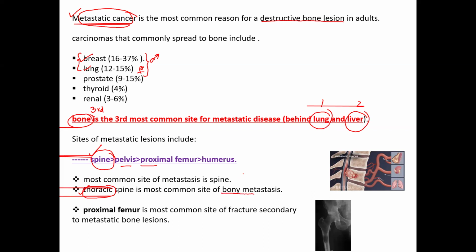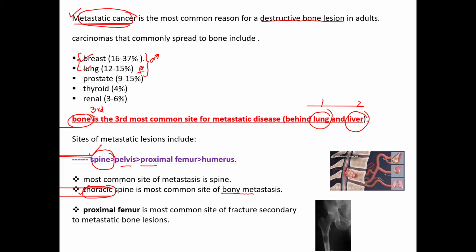So this slide is very important. Metastatic cancer: the common cause is breast in females and lungs in males. Then bone is the third most common tissue to get involved by metastatic disease; first is lungs, followed by liver. And among the bones, the spine, followed by the pelvis, followed by the proximal femur. And among the spine, the dorsal spine is the commonest level for metastatic lesions.